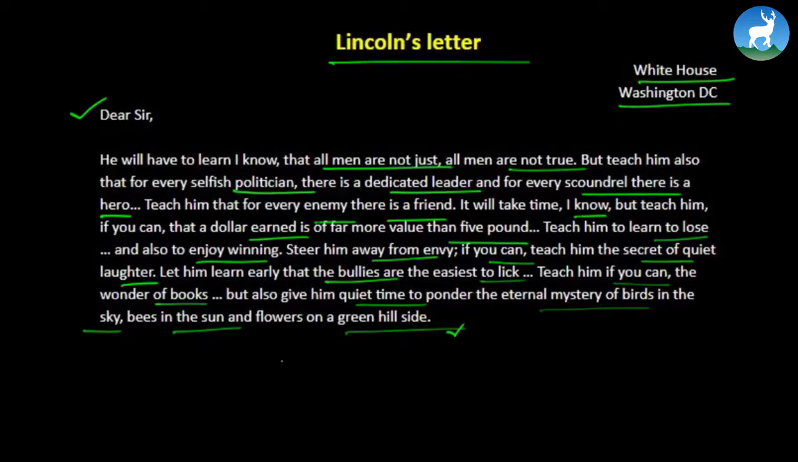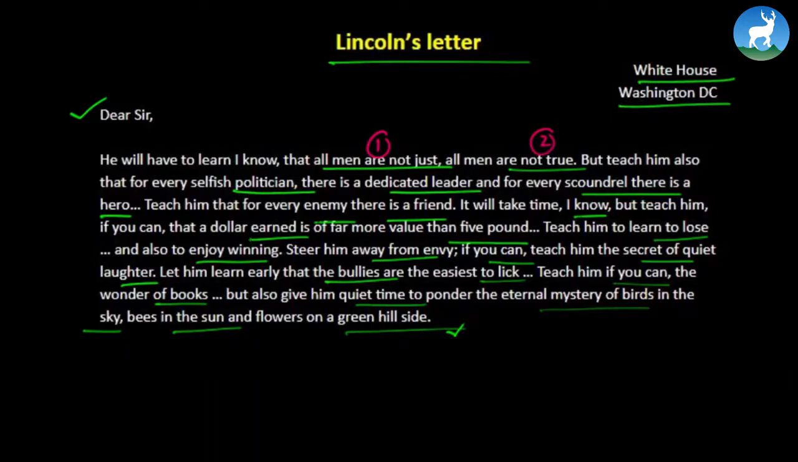So this is a letter that Abraham Lincoln wrote to the headmaster, suggesting the ways in which he should teach his son. He says that all men are not just, all men are not true. Not everyone is true and not everyone is just. He also says that for every selfish person there is a dedicated, hardworking, selfless person. For every scoundrel, there is a hero. For every villain, there is a hero. For every enemy, there is a friend.